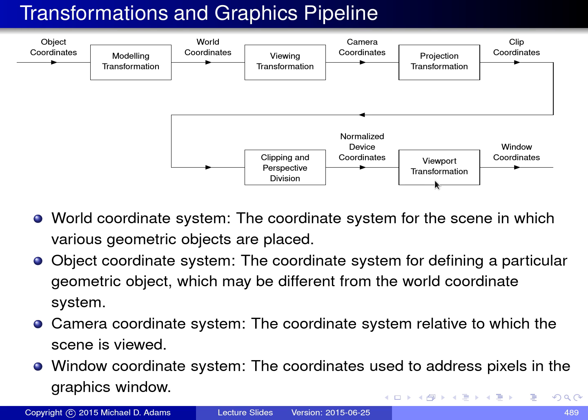So what exactly are these different coordinate systems? The world coordinate system corresponds to the coordinate system for the entire universe. At the origin of this coordinate system is what you consider to be the center of your 3D universe that you're going to be rendering stuff from. Then we have the object coordinate system. This is the coordinate system that's used to define any particular object that you might want to draw. Then we have the camera coordinate system, which is the coordinate system relative to which the scene is viewed. So it basically indicates how the camera is positioned in space and oriented. And the window coordinate system is the coordinate system used to address pixels in the graphics window that you actually draw in the end.